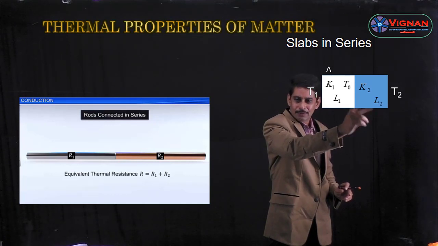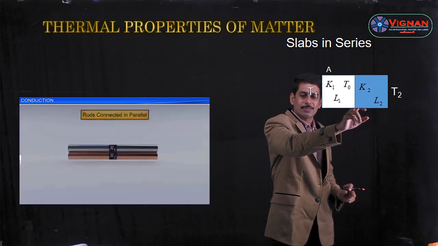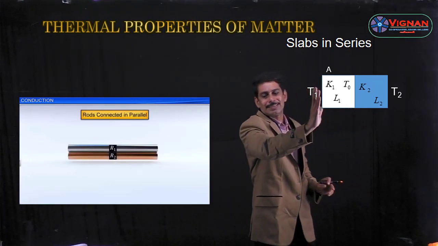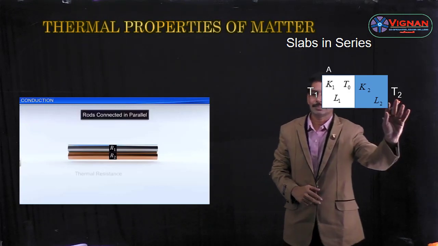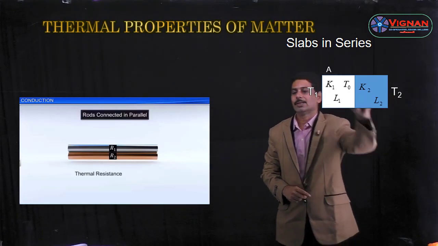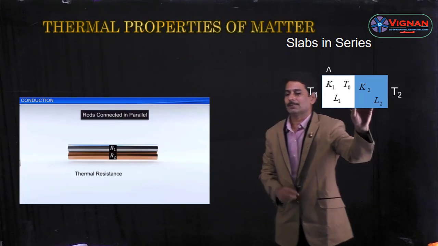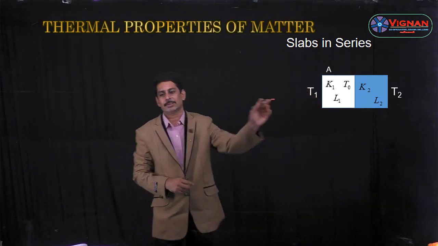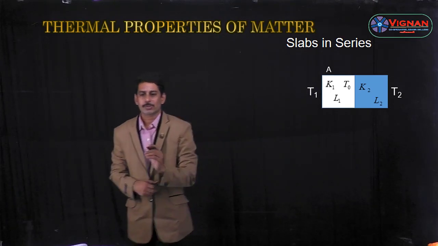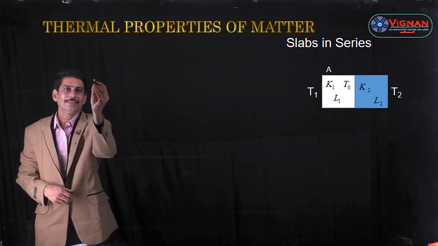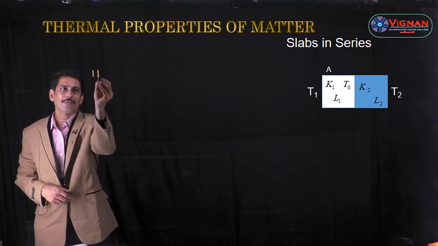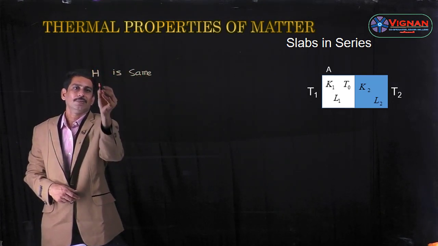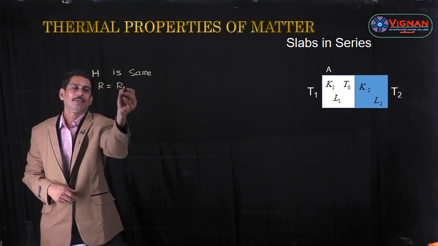kept in series. So at the junction, let us consider T0 is the temperature. So T0 is the junction temperature. And at one end, T1 is the temperature, whereas at the other end, let us consider T2 is the temperature. And A is the area of this slab, the cross section of this slab. So here we are considering two slabs and the two slabs are connected in series. So whenever the two slabs are connected in series, then the amount of heat energy flowing in the two slabs is same. So H is same, and the effective thermal resistance R is nothing but R1 plus R2.